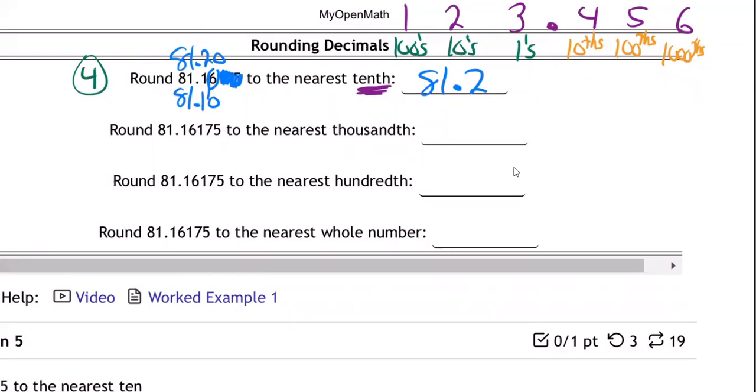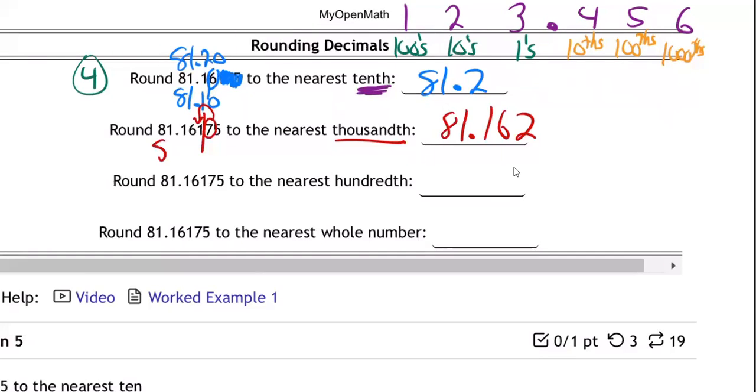All right, let's do the next one. Thousandths. That's 3 places past the decimal, isn't it? So I'm going to go 3 places past the decimal and put a line right there. And then the number to the right of the line tells us what to do. If it's 5 or more, you round up, don't you? 81.162. Does that make sense?